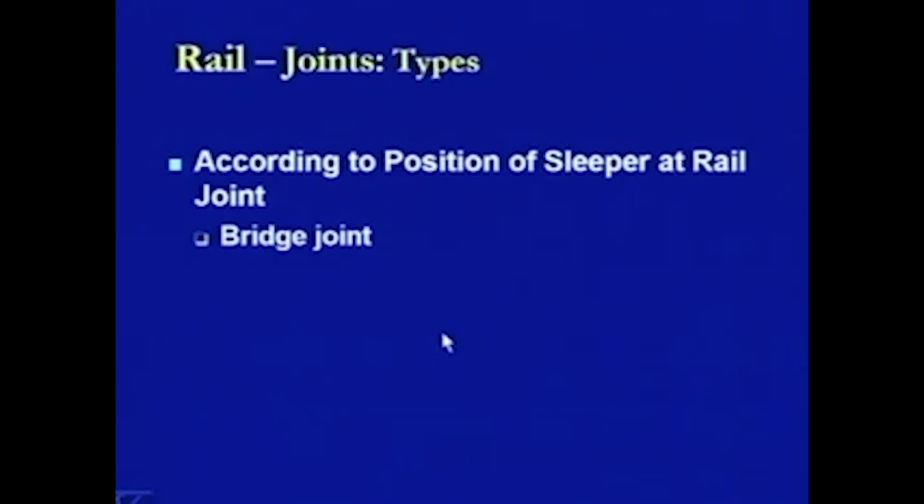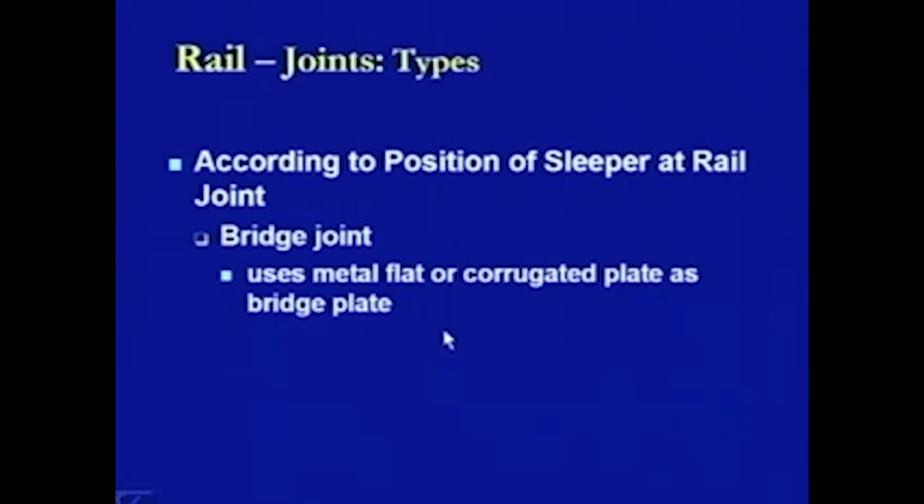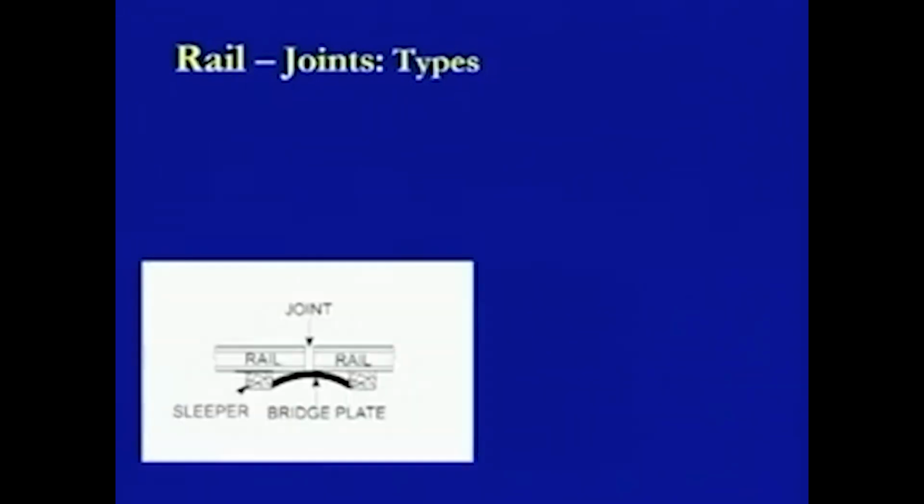Then another type of joint is known as bridge joint. Now in the case of bridge joint we use a metal fillet or corrugated plate which bridges the joint, and that is why it is termed as bridge plate. So we look at this one. In this case this is one rail section being supported on the sleepers, and this is another rail section being supported on some other sleepers, and here a plate is being provided in the form of an arch, and this is how this joint is supported.